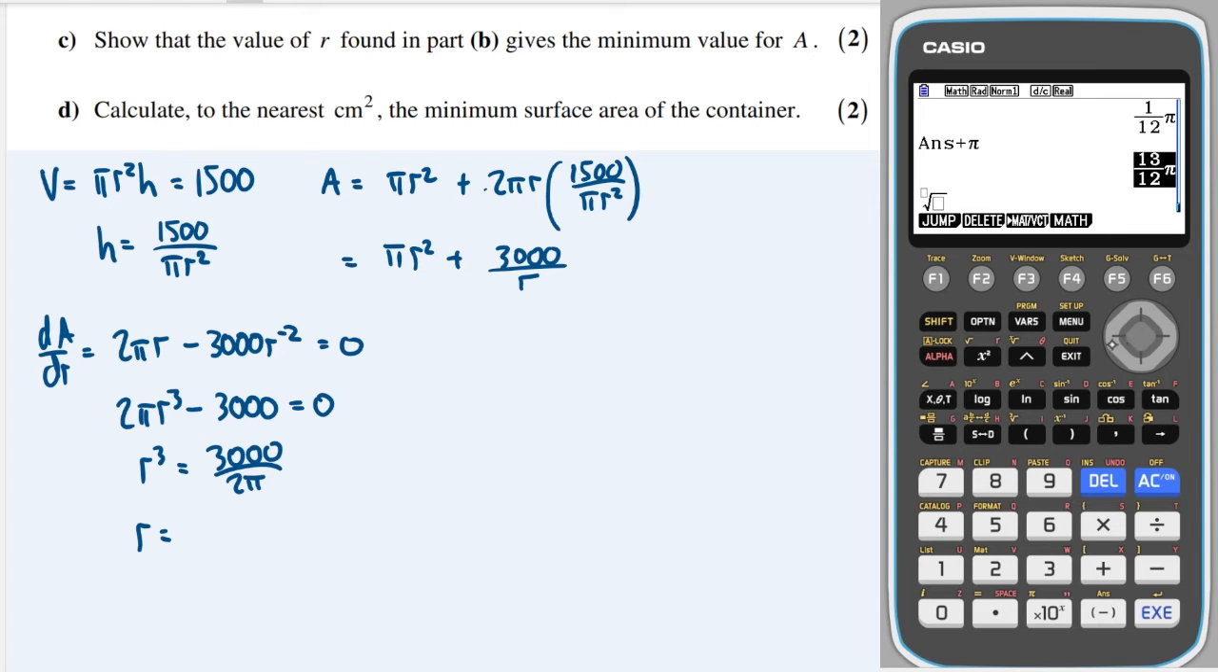Oh no, come on. Right, got there in the end. 5.81.